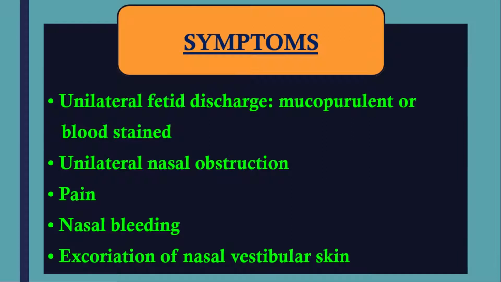Symptoms of foreign bodies, usually in a child, one can say are pathognomonic: unilateral fetid discharge, mucopurulent or blood-stained, unilateral nasal obstruction, pain in the nose, nasal bleeding, and excoriation of the nasal vestibular skin.